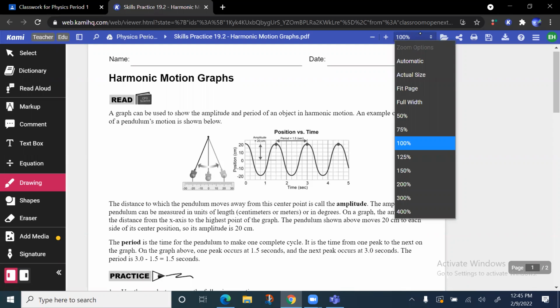Hello and welcome. In this video tutorial, we're going to take a look at skills practice 19.2, harmonic motion graphs. Remember to pause or rewind the video as necessary. Read along with me, please.